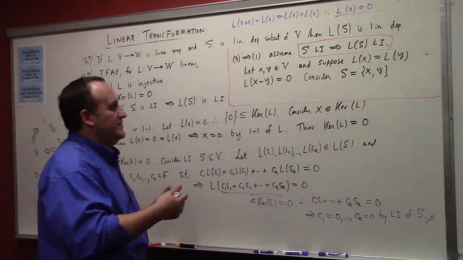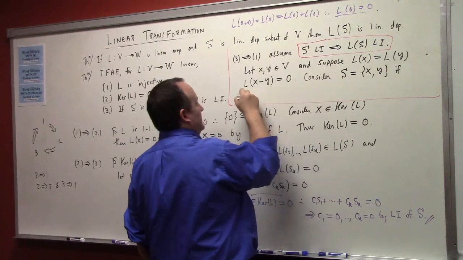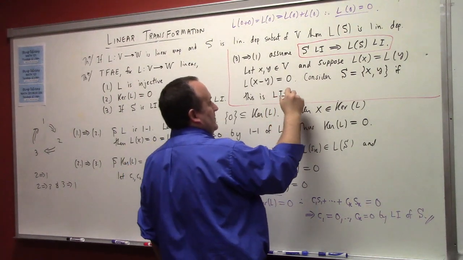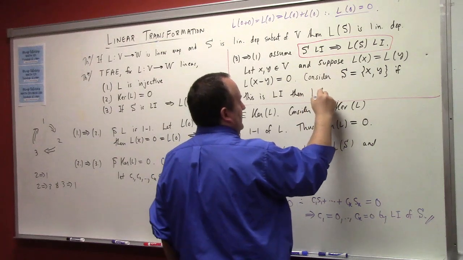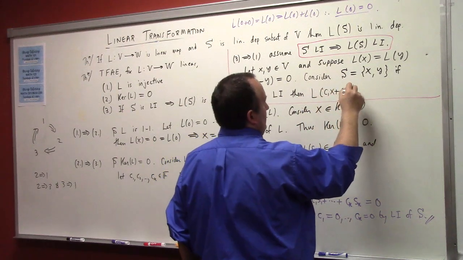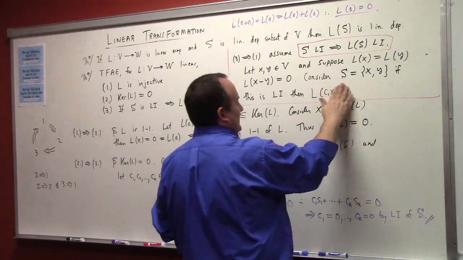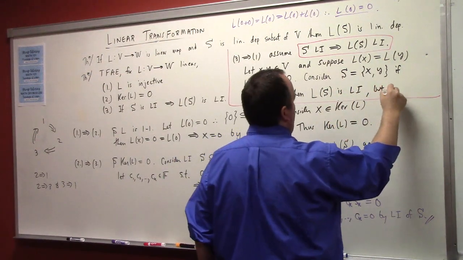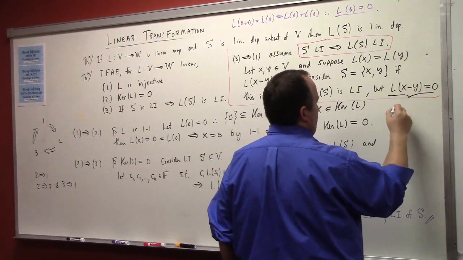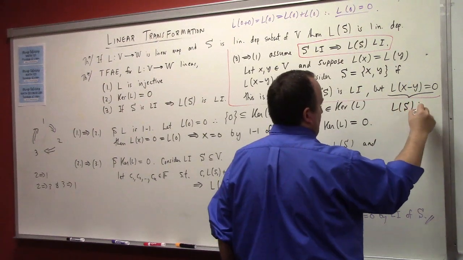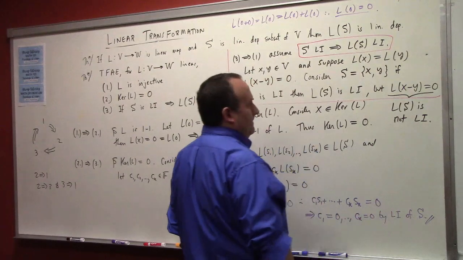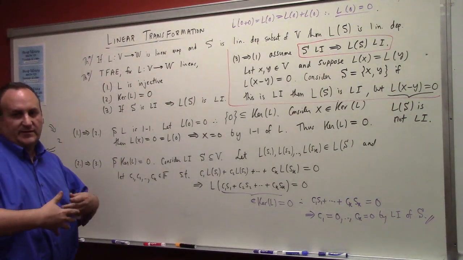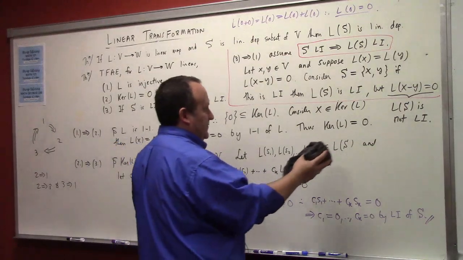If this is linearly independent, then L of c1x plus c2y, if that's linearly independent, then L of S is linearly independent, right? But L of x minus y equals 0 shows that L of S is not linearly independent. Therefore, S must be linearly dependent, since we get a contradiction otherwise, right?